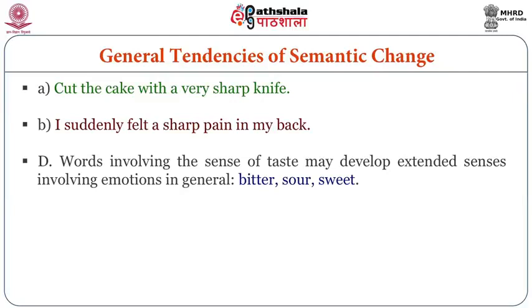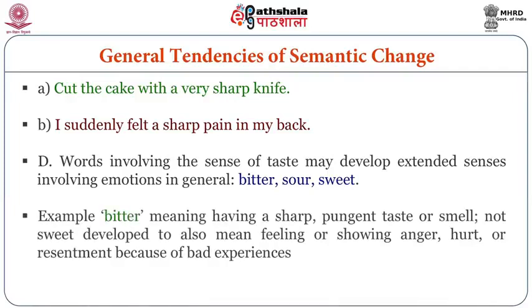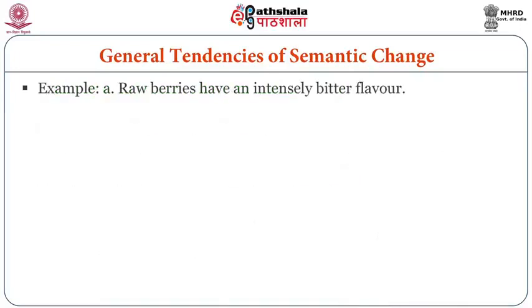Now, words involving the sense of taste may develop extended senses involving emotions in general, bitter, sour, sweet. For example, bitter meaning having a sharp, pungent taste or smell, not sweet, developed to also mean feeling or showing anger, hurt or resentment because of bad experiences. For example, raw berries have an intensely bitter flavor. I don't feel jealous or bitter. Now, in the first sentence, bitter means bitter in taste. In the second sentence, bitter means jealousy or an attitude.